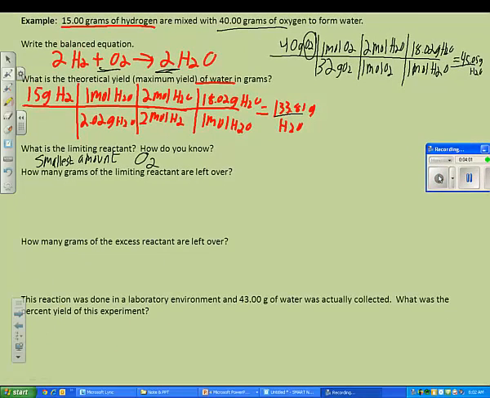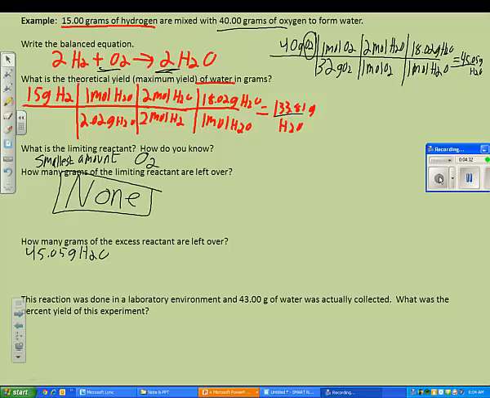Okay, next question. How many grams of limiting reactant are left over? This one's always easy. None, because we have used it all. Next one, how many grams of excess reactant are left over? This is the weird one. We're going to start with how much limiting reactant we had. So we ended up with 45.05 grams of H2O.